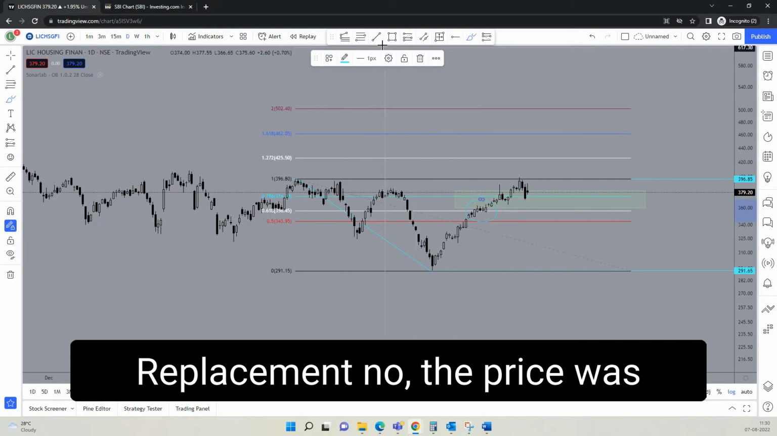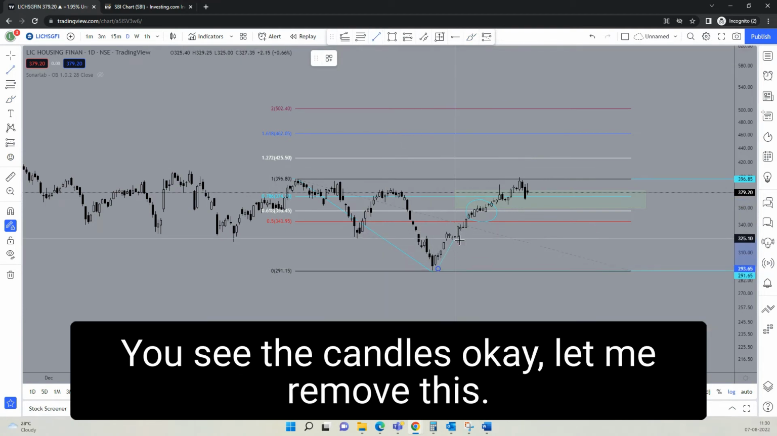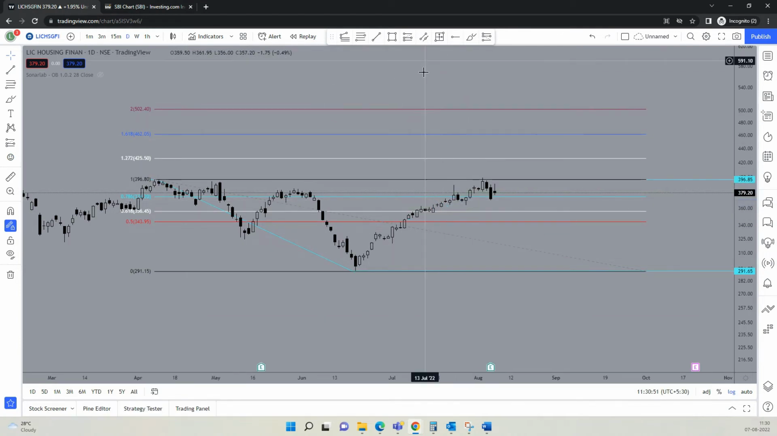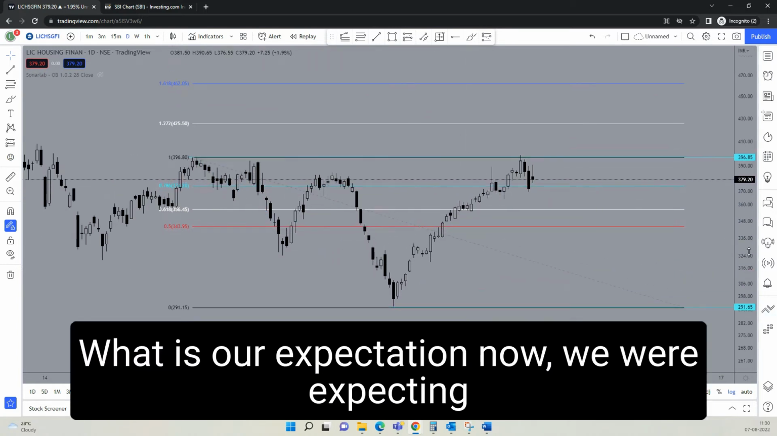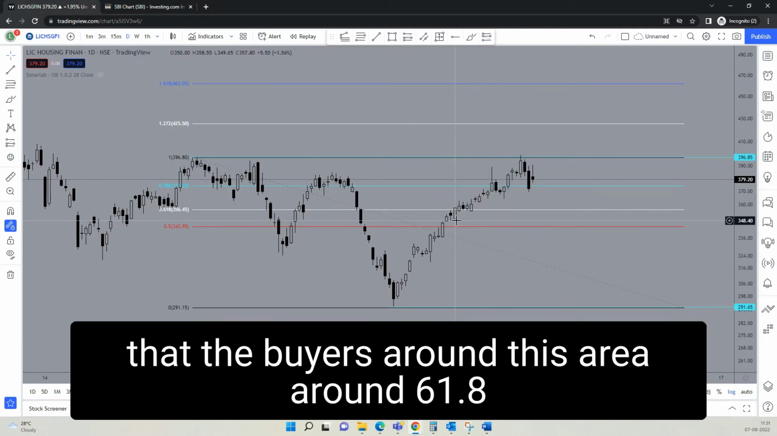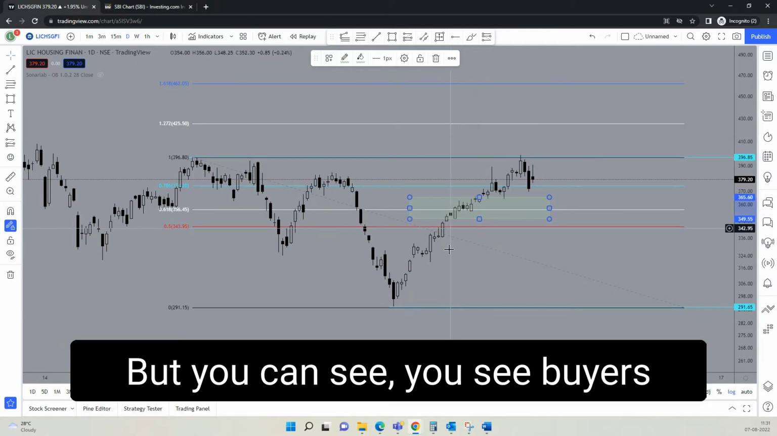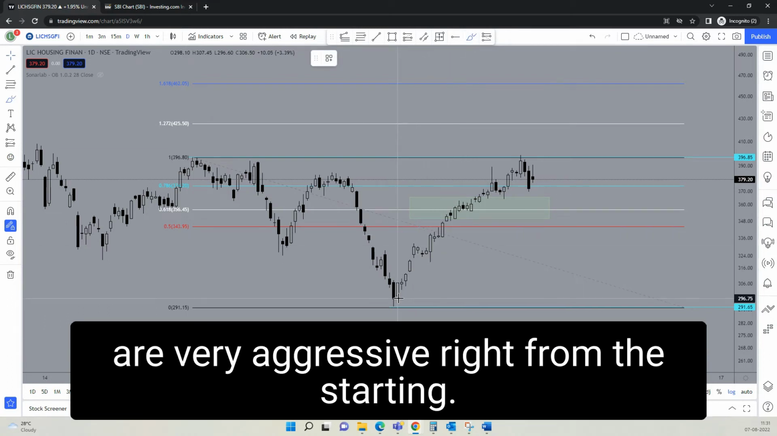No. The price was having very good momentum. You see the candles. Let me remove this. What is our expectation now? We were expecting that the buyers around this area, around the 61.8 level, should be getting slower and slower. But you see, buyers are very aggressive right from the start.